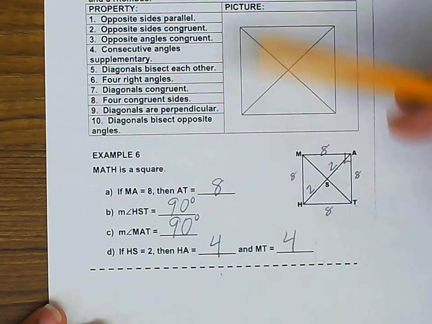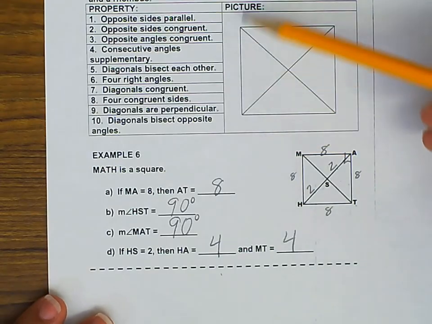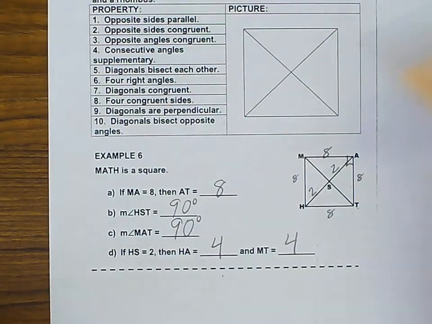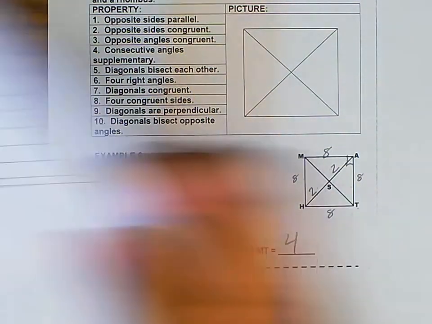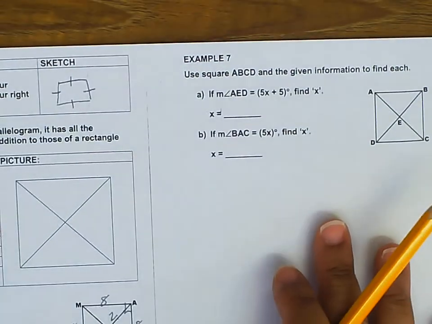And again, all you do is go back and look at your properties. I kind of have the properties memorized. If you don't have them memorized, which you don't yet, you just need to have the properties in front of you. That's why I said while you're doing your work, it works a lot if you just have these right there in front of you. All right, let's look at example 7, and then this is our last one.